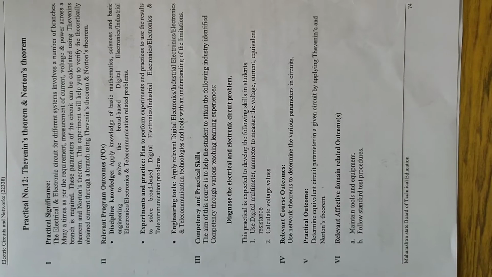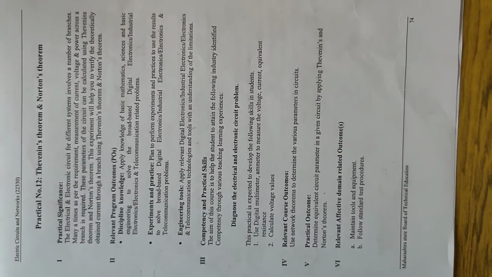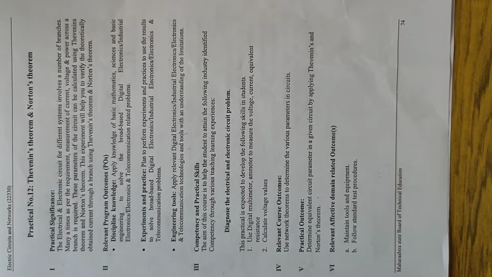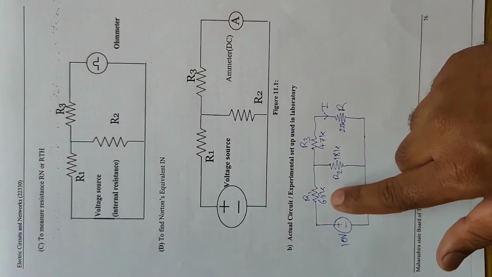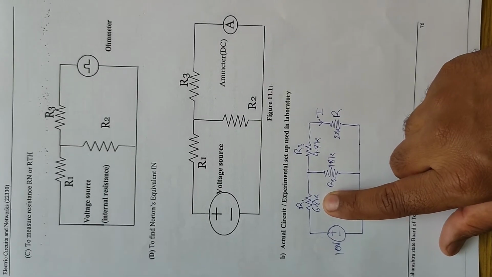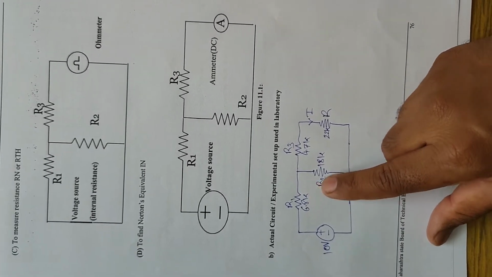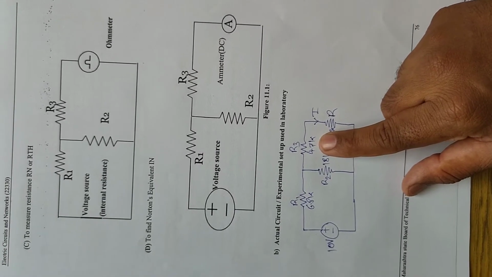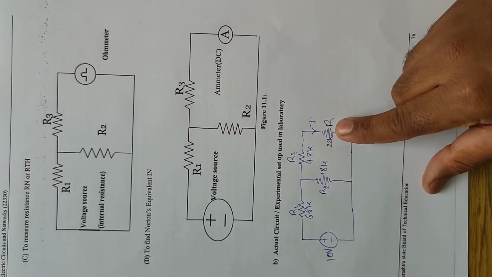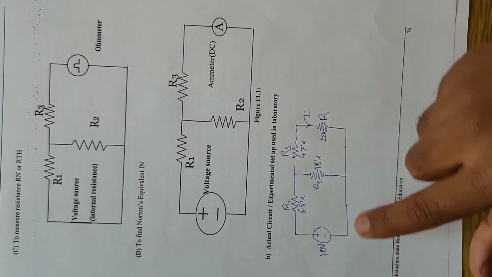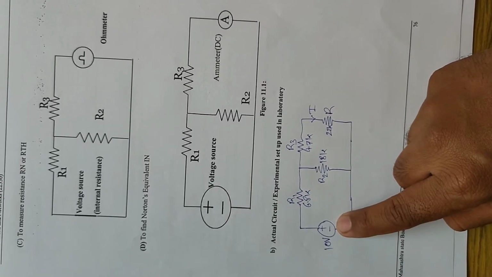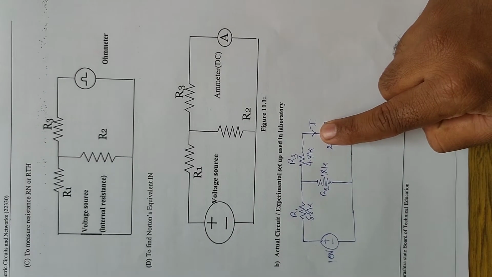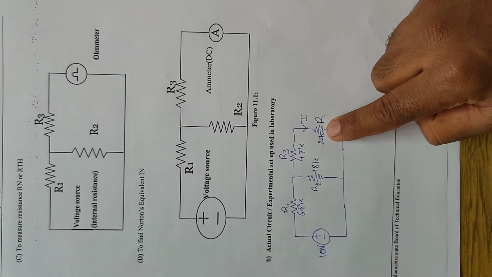Hello friends, in today's practical we are going to perform Thevenin's theorem. So this is the practical circuit, where we are using R1 as 6.8 kilo ohm, R2 as 18 kilo ohm, R3 as 4.7 kilo ohm and R as 22 kilo ohm. We are providing a DC power supply of 10 volt. So we have to find out the current through this 22 kilo ohm.